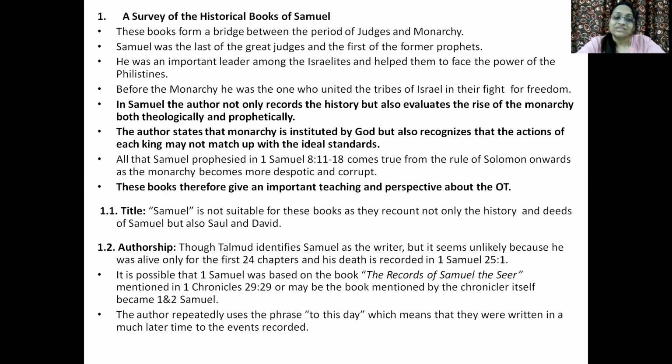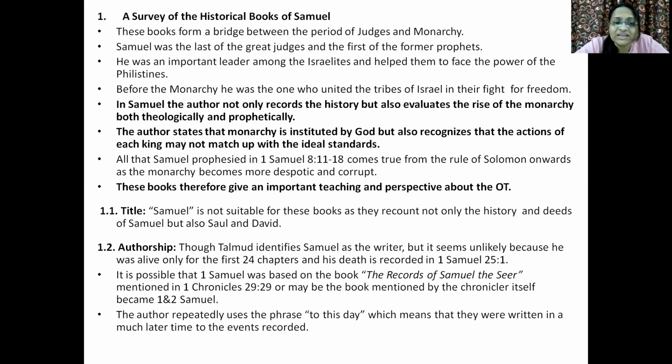Let's look into the title. The title is Samuel, which we feel is not suitable because the book is not only about Samuel, it is also about the history and the deeds of other people like Saul and David as well. About the authorship, the Talmud, or the Jewish tradition, supports the authorship ascribed to Samuel as a writer, but it seems unlikely that Samuel wrote all the chapters of the whole book of Samuel.